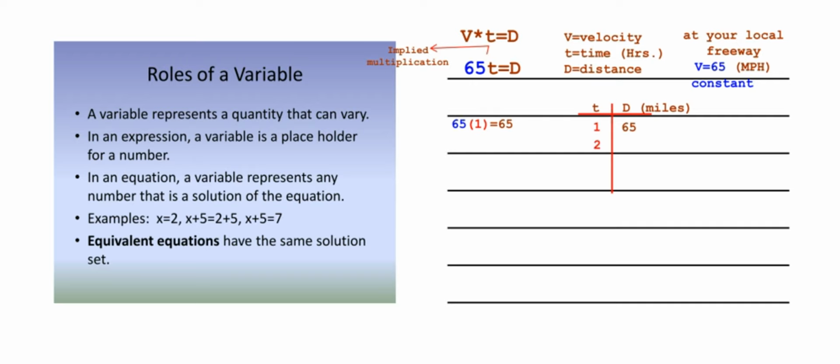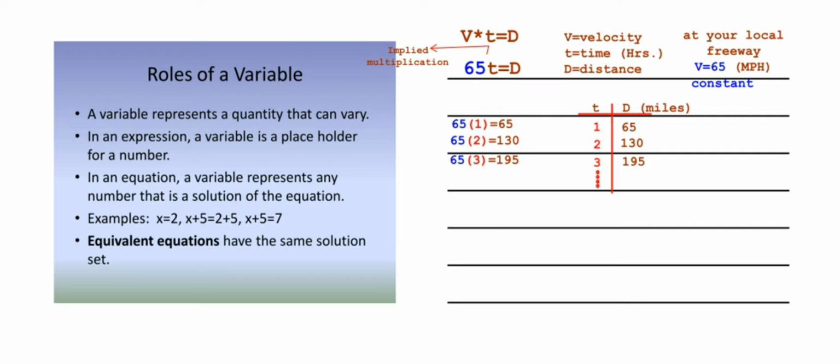Now let's say you drive for 2 hours. 65 times 2 gives you 130. So driving for 2 hours gives you 130 miles. And likewise, let's try 3 hours. Driving for 3 hours straight gives us 195 miles driven.